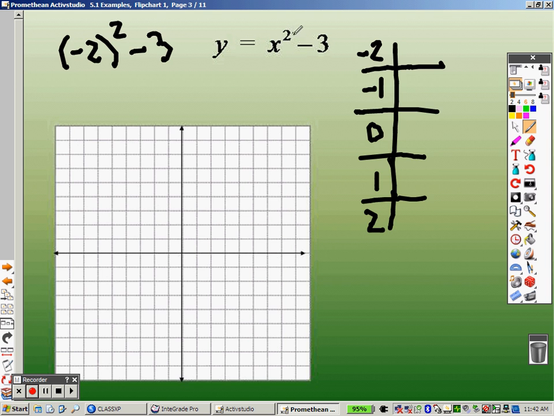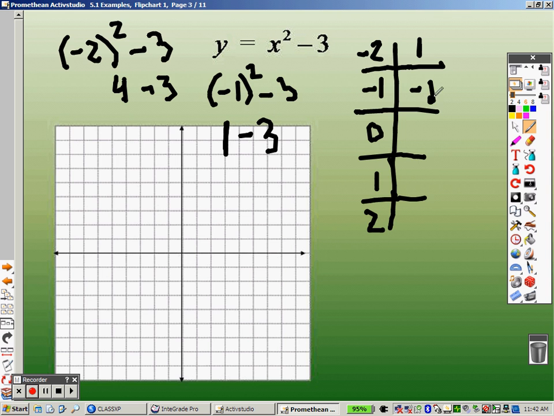So -2 squared is 4. 4 minus 3 is 1. So I put a 1 there. Next up, I plug in a -1. That's like saying -1 squared minus 3. Well, -1 squared is 1. 1 minus 3 is -2. Then I plug a 0 in. So 0 squared minus 3. Well, that's like saying 0 minus 3, which is -3.